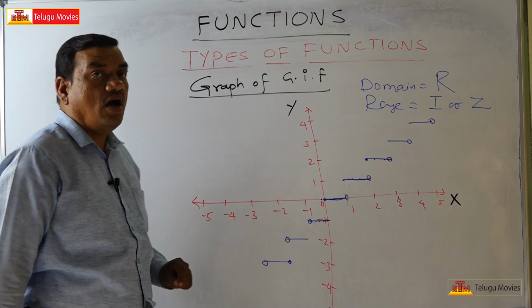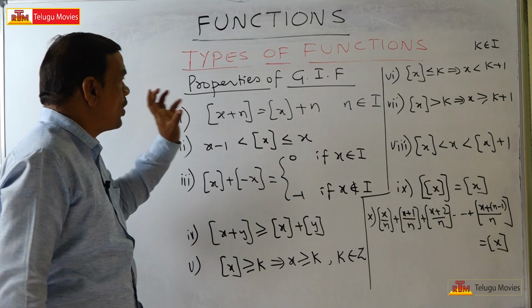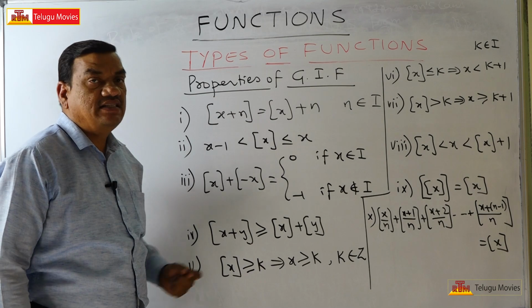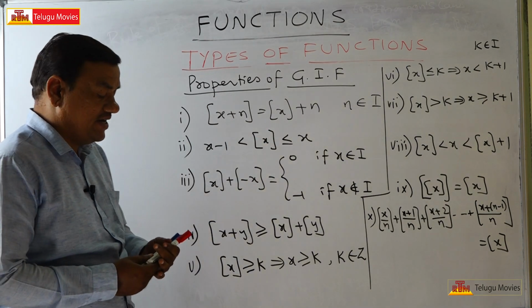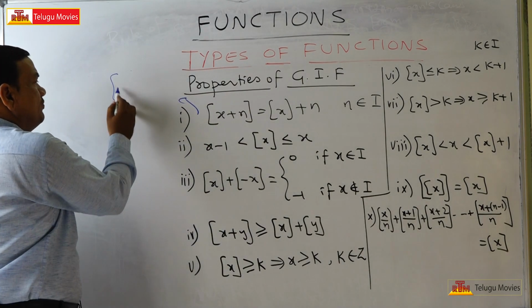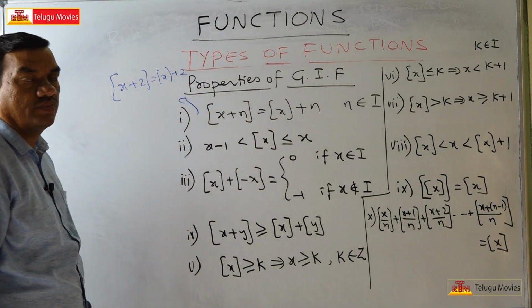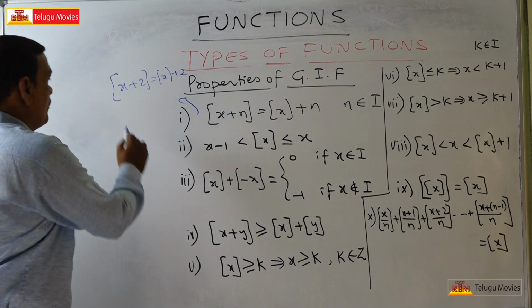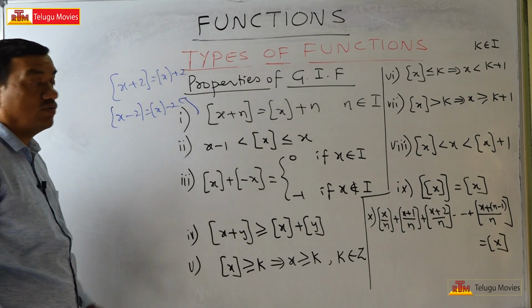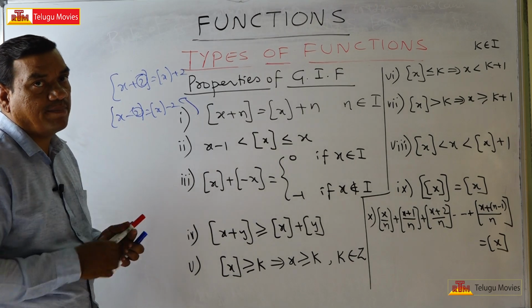Okay, now let us see some properties of the greatest integer function. Step of x plus n is equal to step x plus n, where n is an integer. Okay, very important. So from this we can conclude that wherever you get step of x plus 2, it is equal to step x plus 2, you can write down. So wherever you get x minus 2, step x minus 2 you can take it. Just remember that this is an integer only, then only you can separate it from the step.